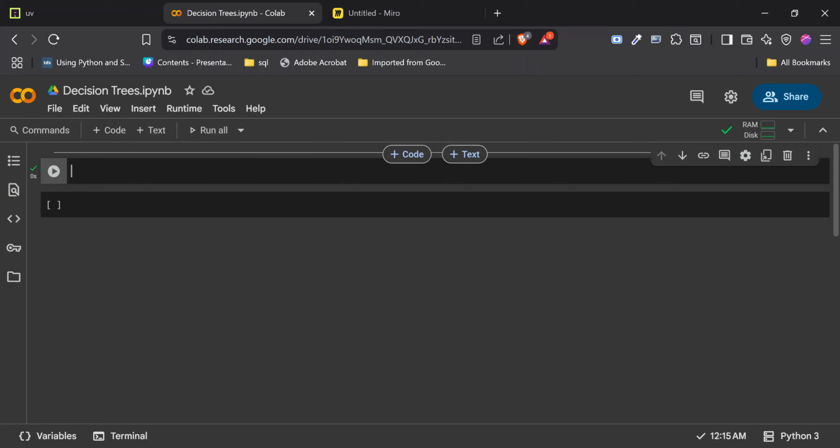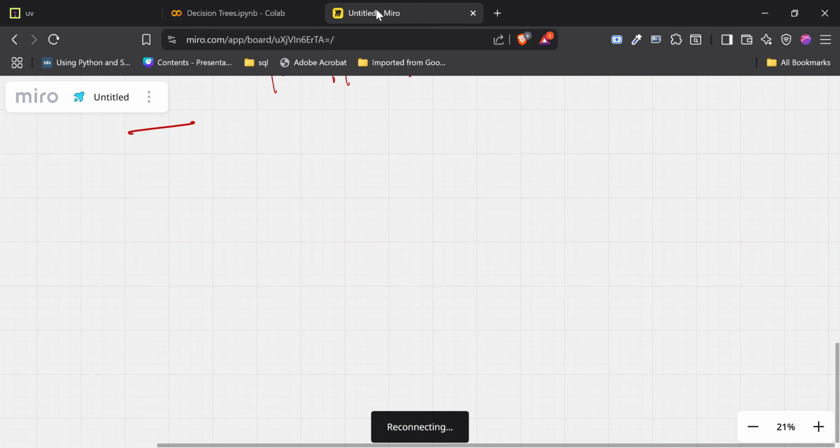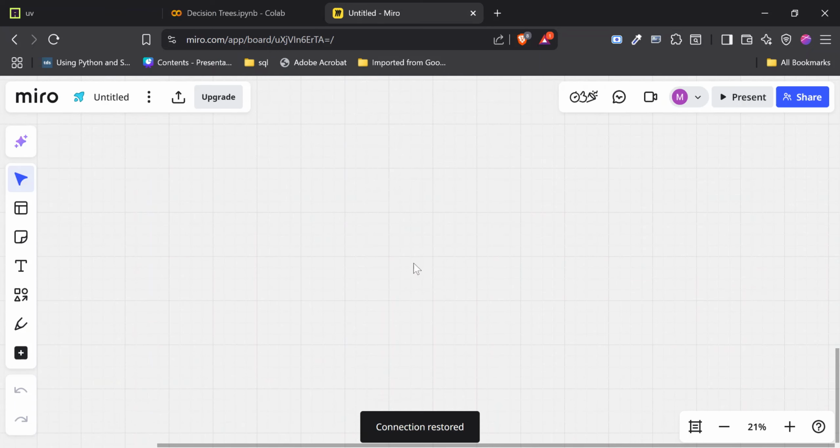So if you have classification problems, you use decision tree classifier. If you have a regression problem, you are going to use decision tree regressor. So we're going to be getting into that shortly. But firstly, let's understand what decision trees are and how they work.